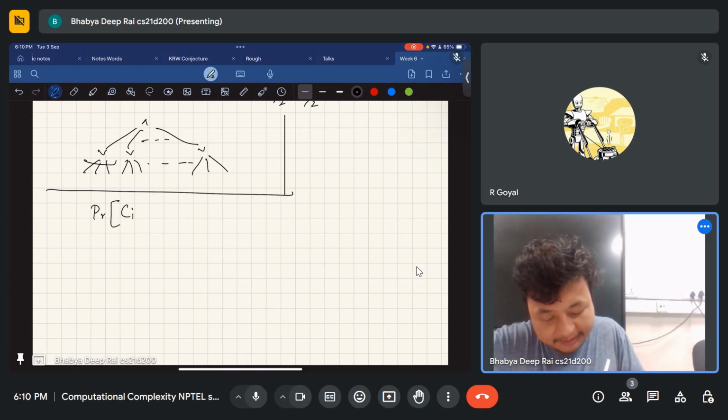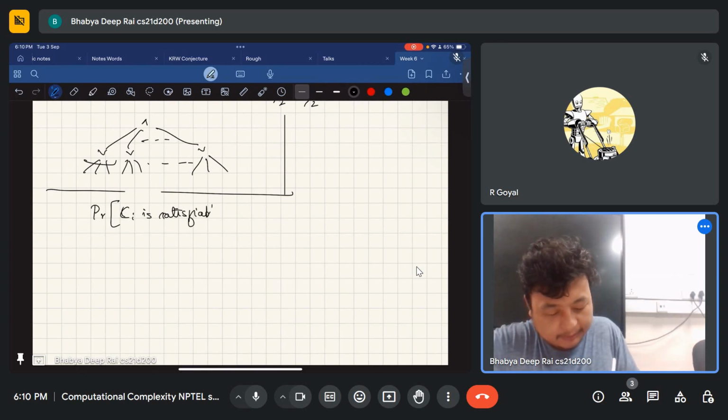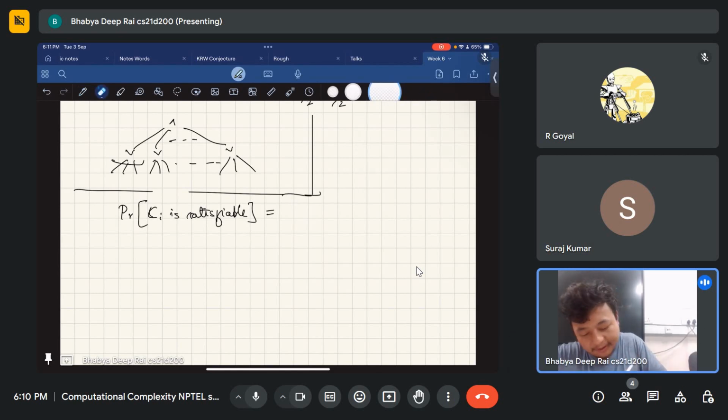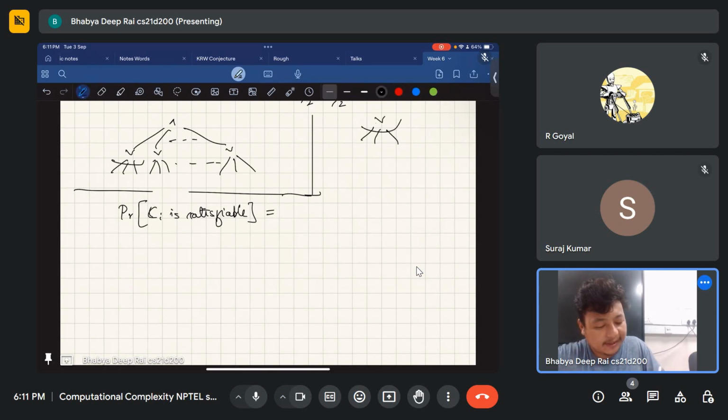The probability that a particular clause is satisfiable. Let's try to calculate this. So what does a clause look like? A clause is an or, not an and. A clause is an or of three inputs, suppose x1, x2, x3, say x1 or x2 bar or x3. Let's say this is the input.